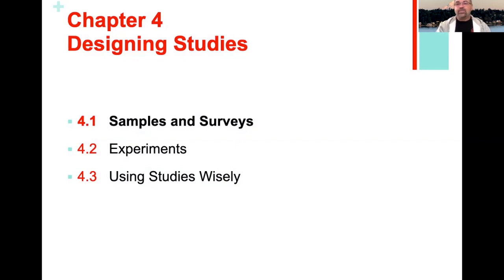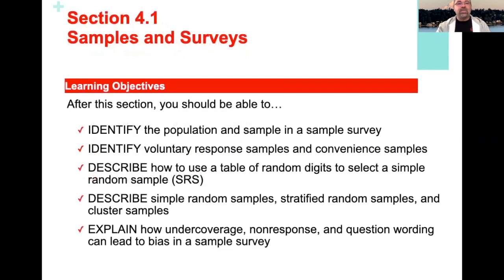So let's take a look here. For 4.1, we've got several tasks or objectives. Here they are: learning the population and samples, so we're going to talk about the difference between those two. We're going to talk about some errors that we can make in our sampling procedures, so voluntary response samples and convenience samples.